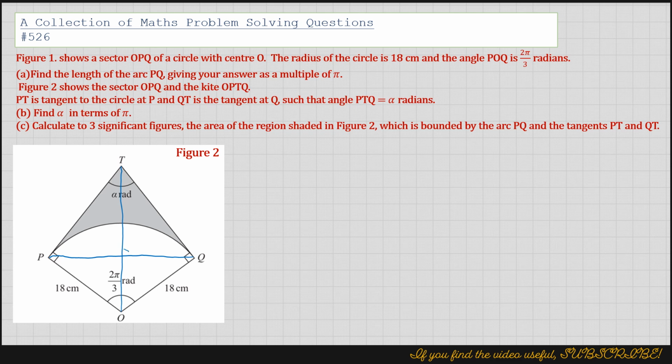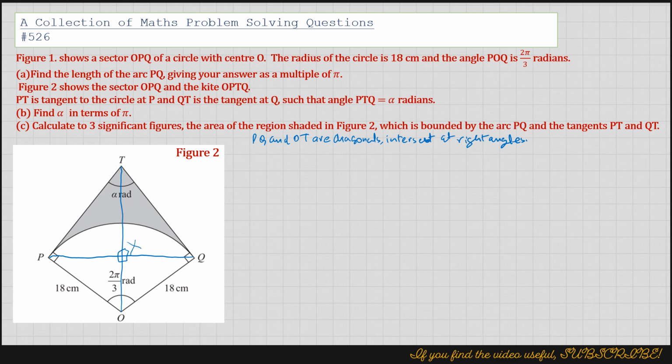So PQ and OT are the diagonals, and they intersect at right angles. So we got that sorted. So then the triangles are isosceles, and I call the intersection X.